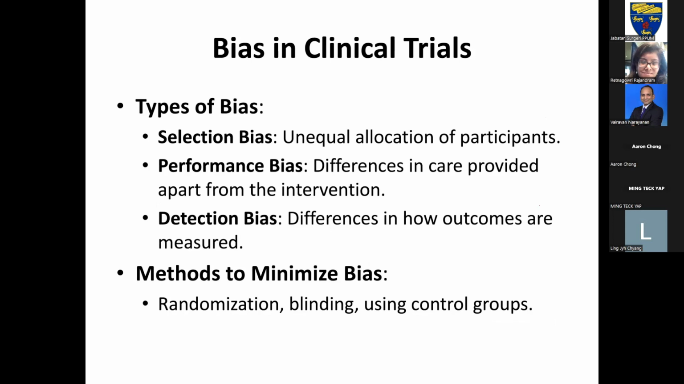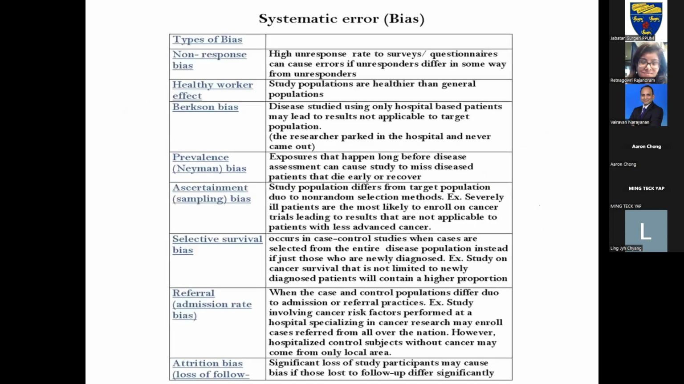So you need to know whether it's a selection bias, a performance bias, a detection bias. There are so many different types of bias. And you need to also identify what are the best methods to minimize each bias, whether by randomization, by blinding, using proper control groups, etc.